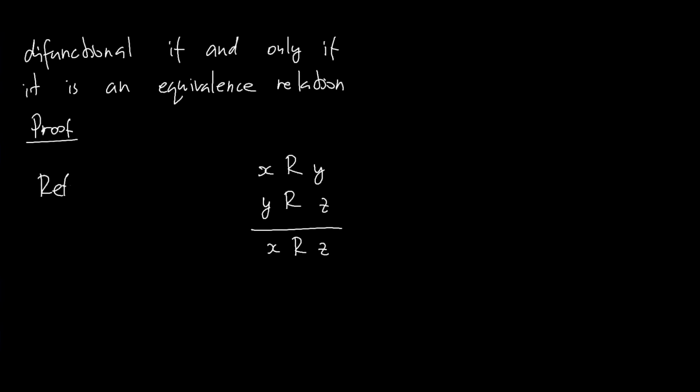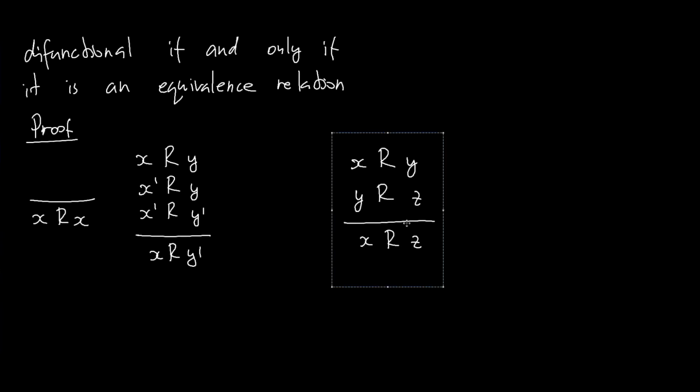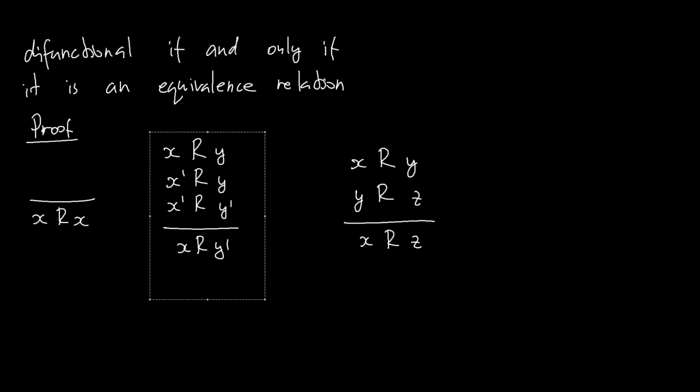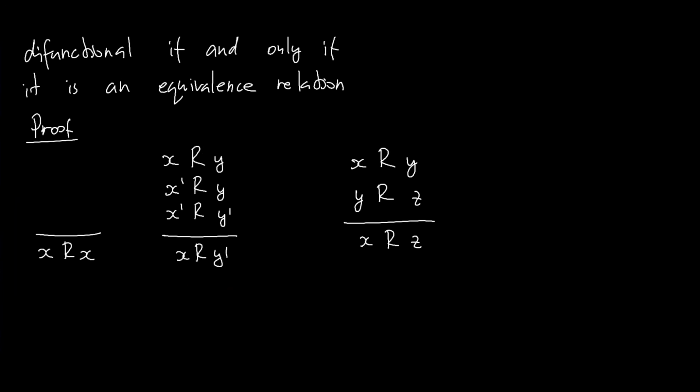Reflexive. So we can just write out the reflexivity property as such a scheme as well. So this is the reflexivity property. Difunctionality, if you recall, is this zigzag property: x r y, x prime r y, x prime r y prime, and then we have x r y prime. And so these two properties together, on the left side, should allow me to conclude the right-hand side property.